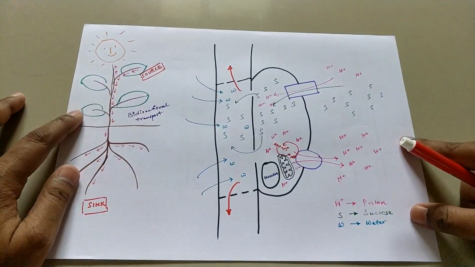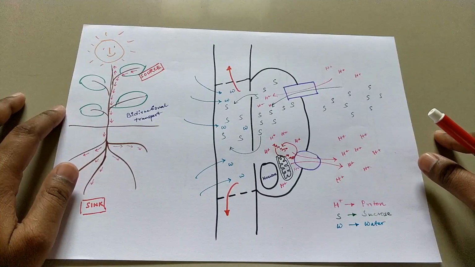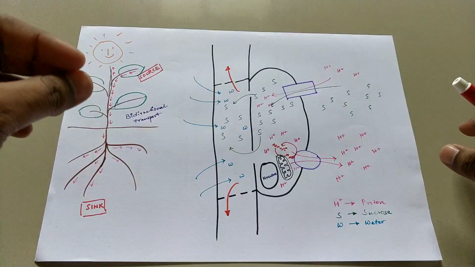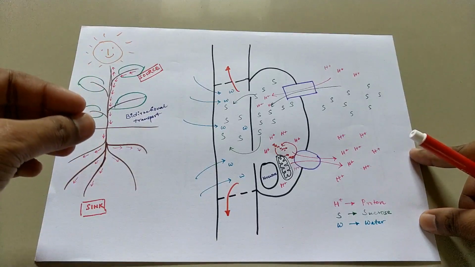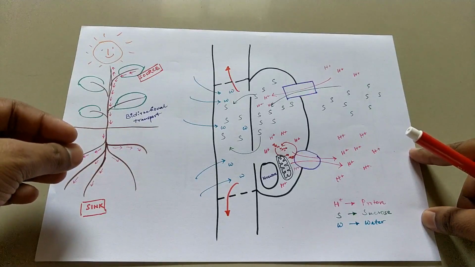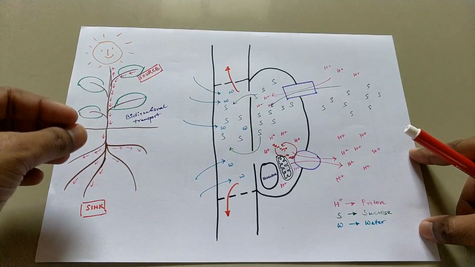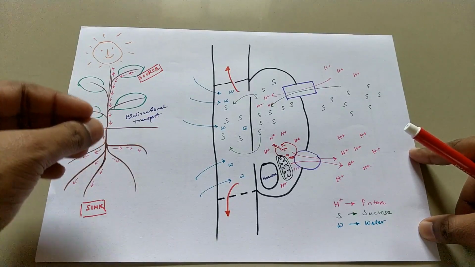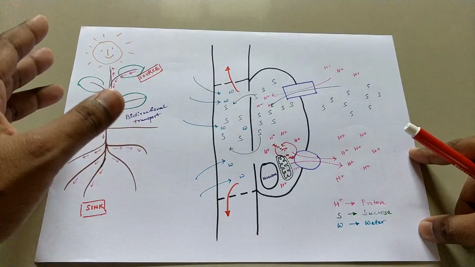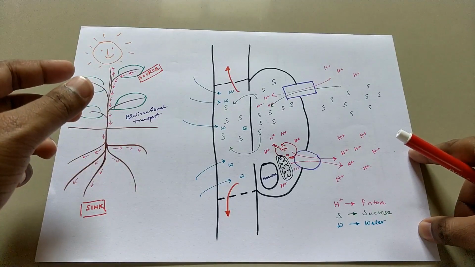Like I've told you already, translocation is a mechanism which will be done exclusively by phloem. Phloem is a kind of complex plant tissue which is living in nature. On the other hand, xylem is another type of vascular tissue which is dead in nature.